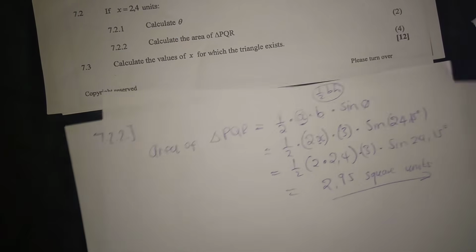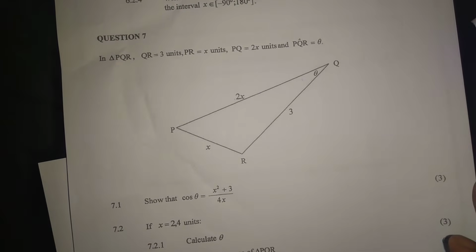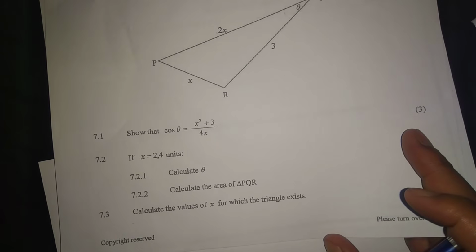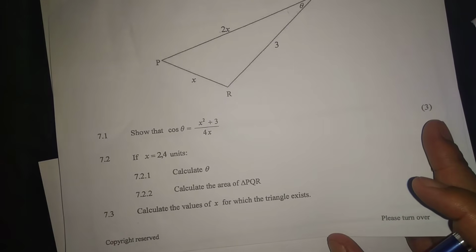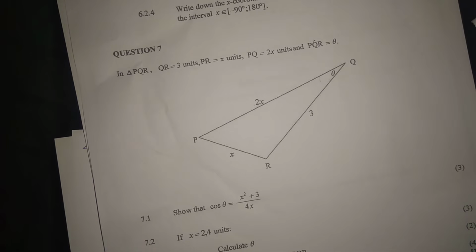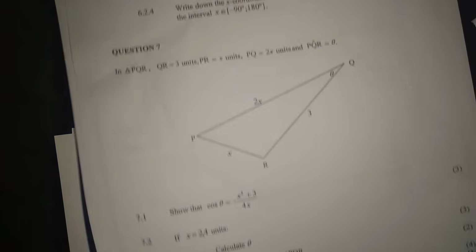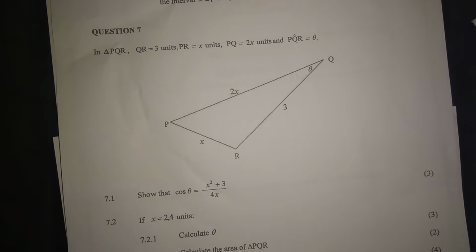7.3. Calculate the values of x for which the triangle exists. This is a strange question again. Calculate the values of x for which the triangle exists. I see the triangle exists. But what does calculate the x values for which this triangle exists mean? Oh, okay. Where do those x values appear?